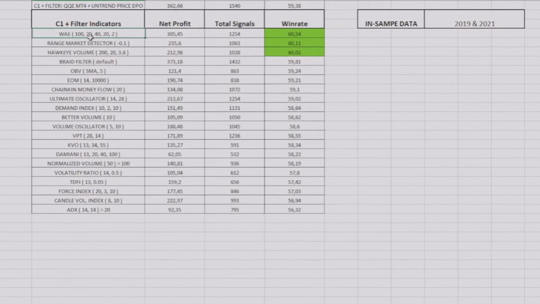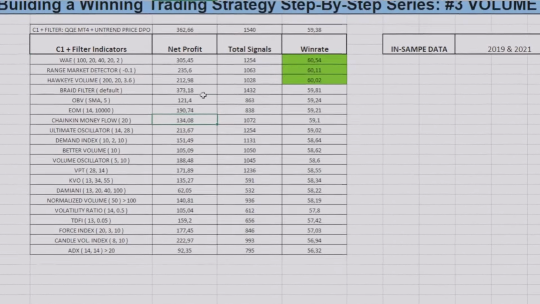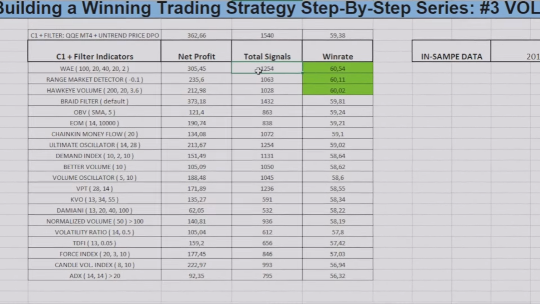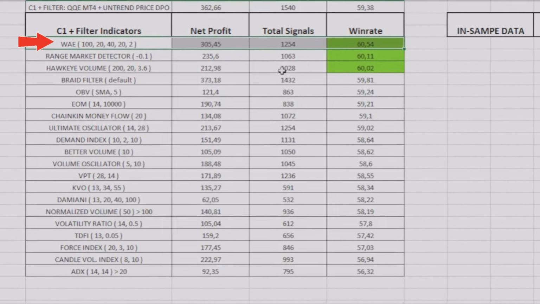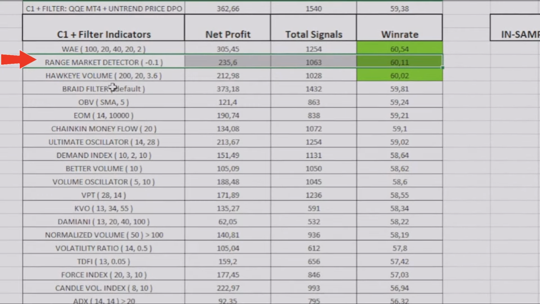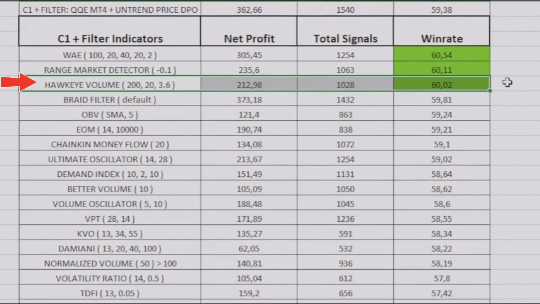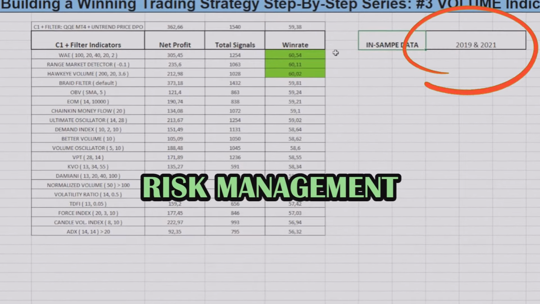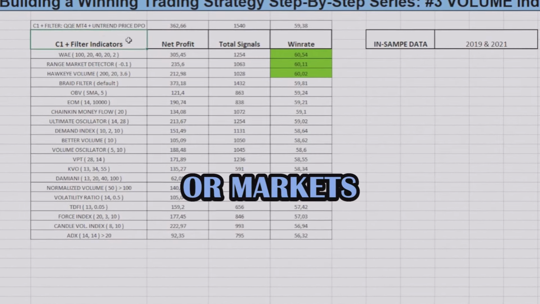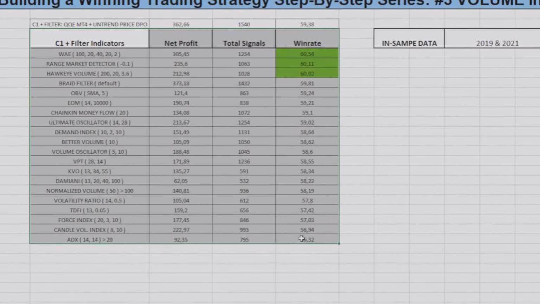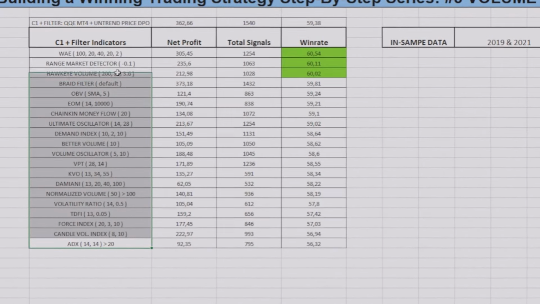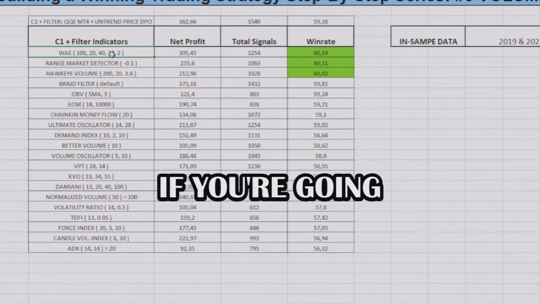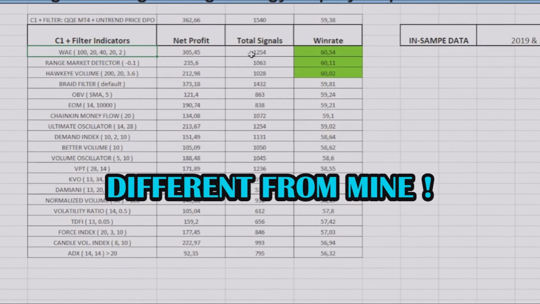As you can see, my top 3 volume indicators that most increased the win rate of my strategy were the Waddah Attar Explosion, the Range Market Detector and the Hawkeye Volume. Note that depending on the change in the sample, risk management, timeframes or markets, the performance of the indicators can change completely. So don't be guided by my results if you are going to create a strategy different from mine.